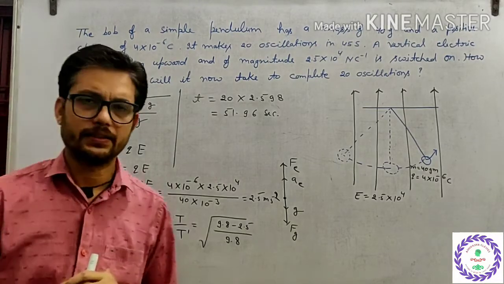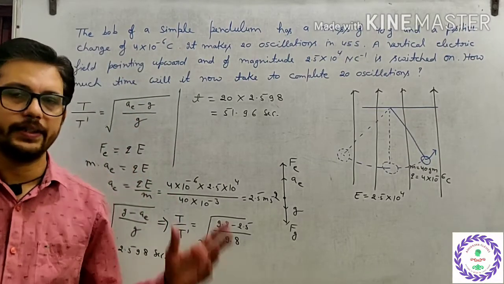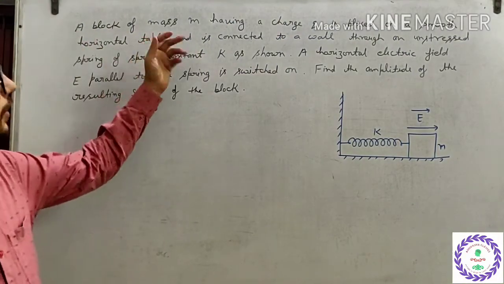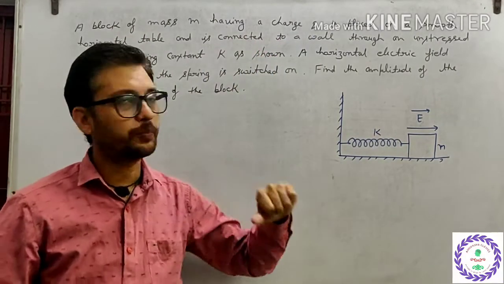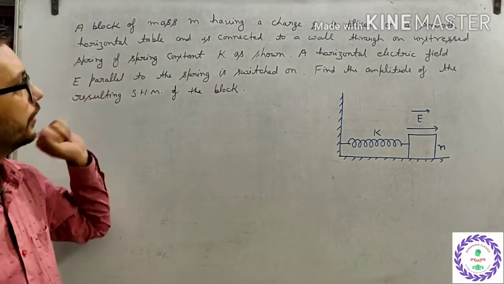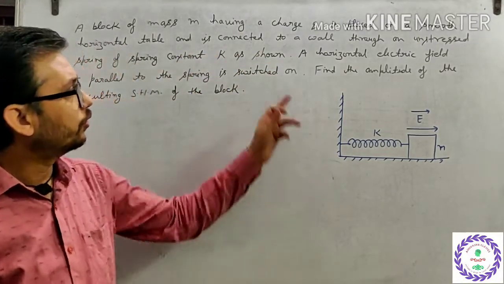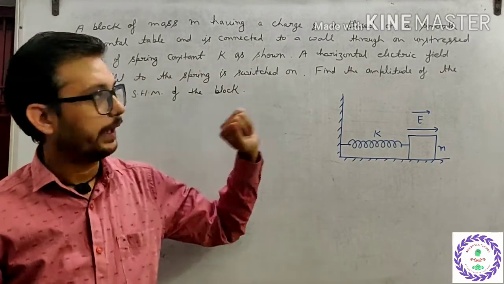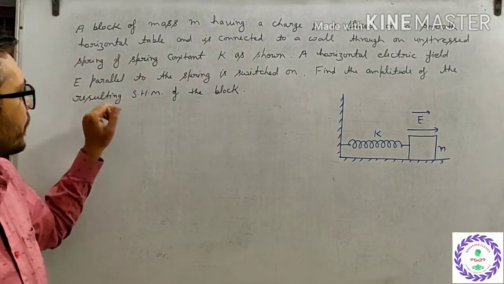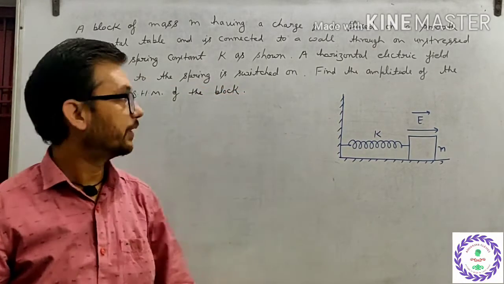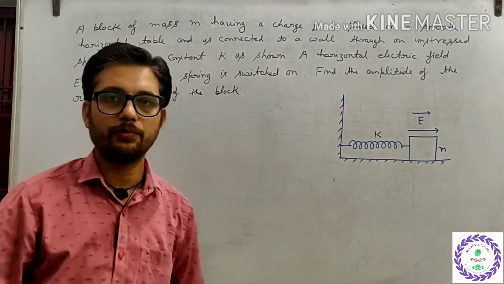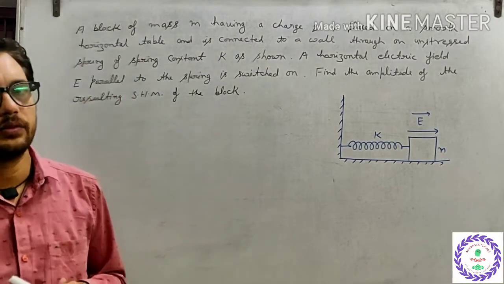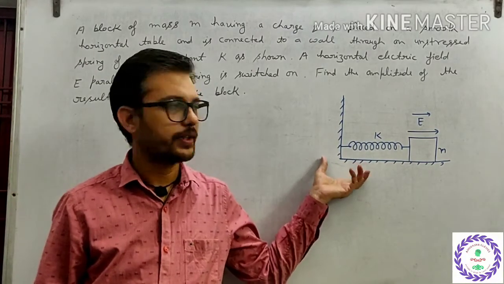Now we will discuss the next question, and the next question is here. A block of mass small m having a charge q is placed on a smooth horizontal table and is connected to a wall through an unstretched spring of constant K as shown. A horizontal electric field capital E parallel to the spring is switched on. Find the amplitude of the resulting SHM of the block. So what is given in the question and what we have to find out? The diagram is shown in the question.